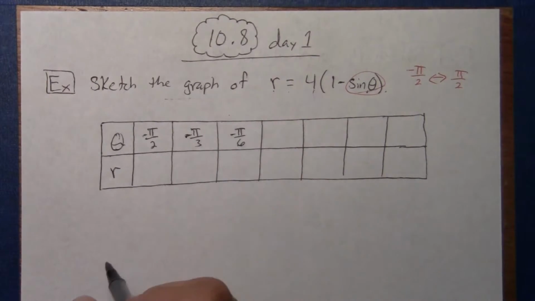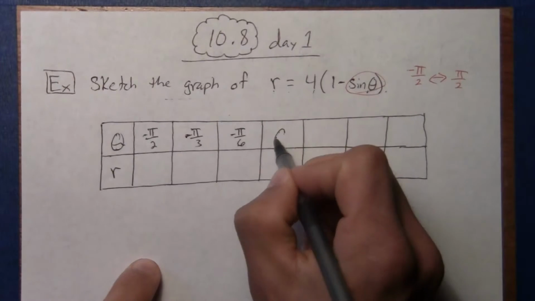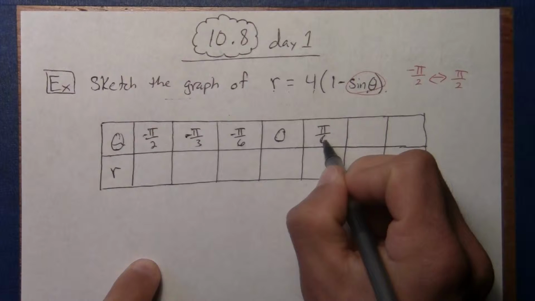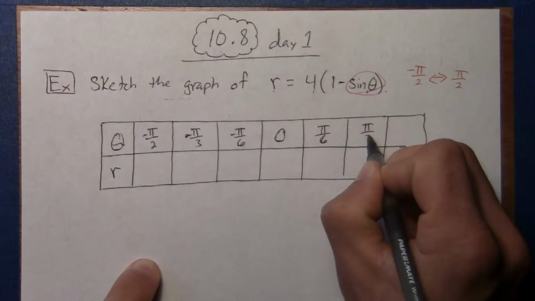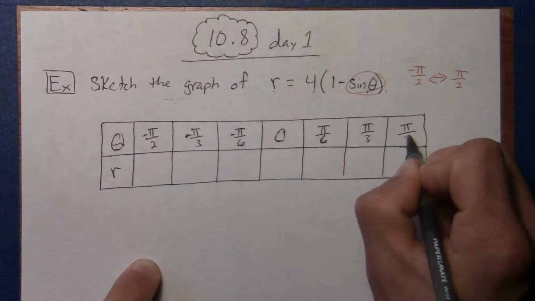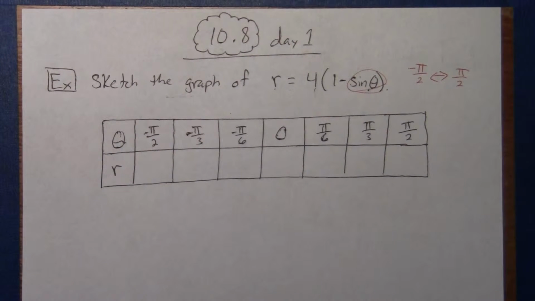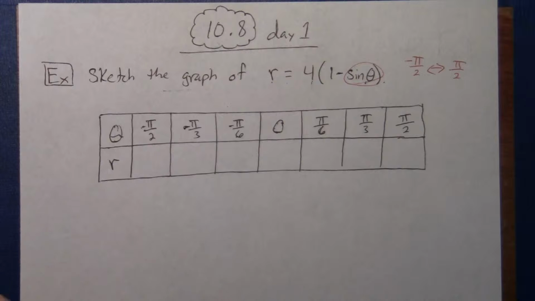I'm weird. Alright, so negative pi over 6, then the next one would be 0, then pi over 6, then realistically pi over 4, but I skipped that, pi over 3, and then pi over 2. So those are the 7 numbers that I'm going to plug into this and then try to evaluate it. So obviously you need to know your unit circle. Most likely on a test you're not going to have a calculator. If you need a calculator to help yourself out here, you can do that.